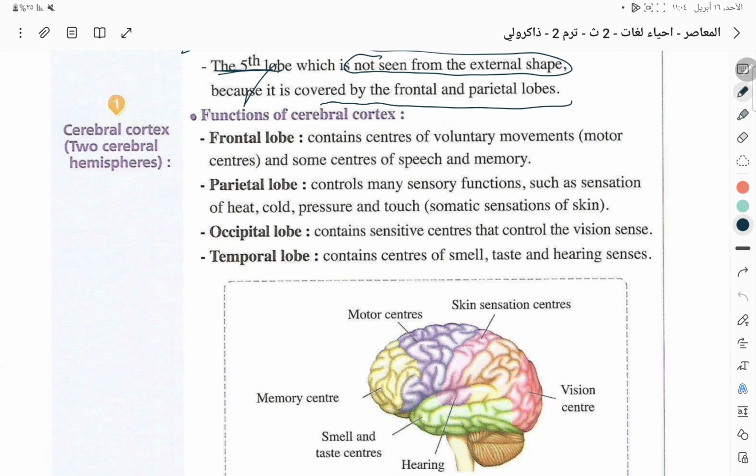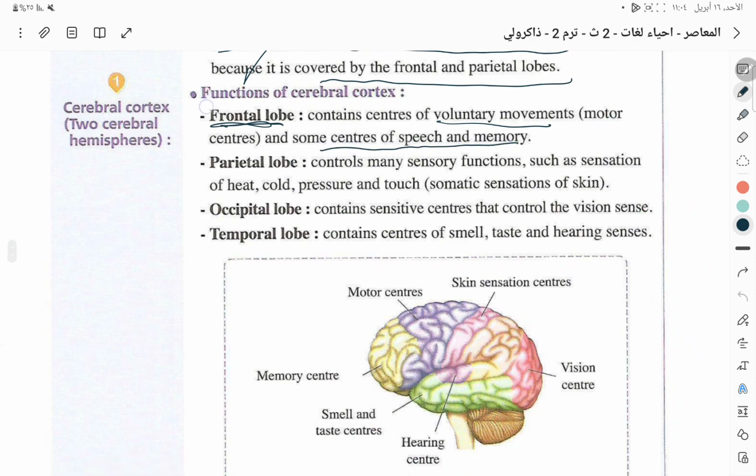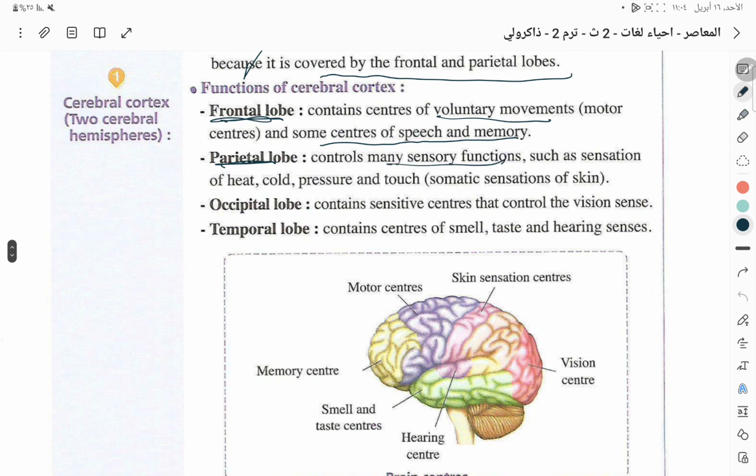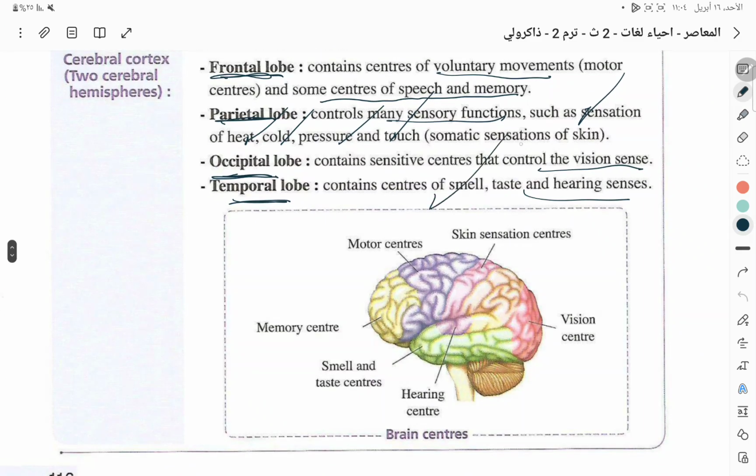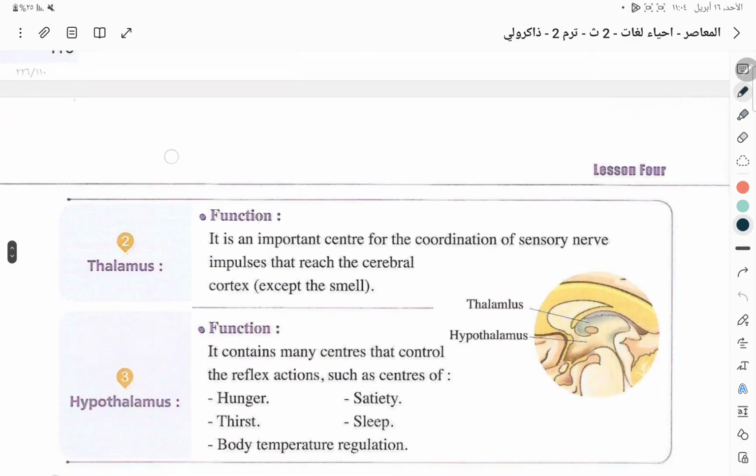What is the function of the cerebral cortex? The frontal lobe controls voluntary movement, any motor movement that I can control, and has some centers of speech and memory. The parietal lobe has a sensory function: sensation of heat, cold, pressure, and touch. The occipital lobe controls vision. The temporal lobe controls hearing, smell, and taste.